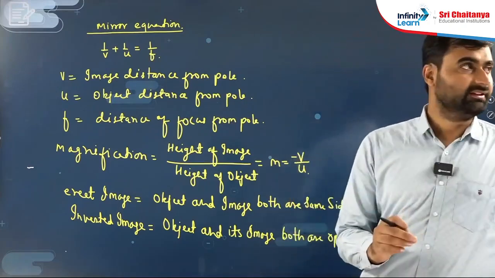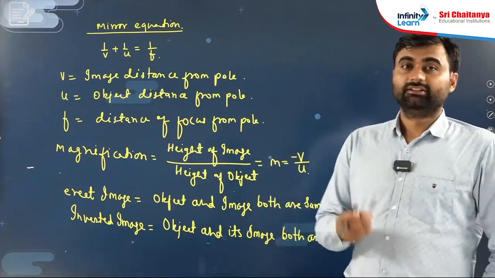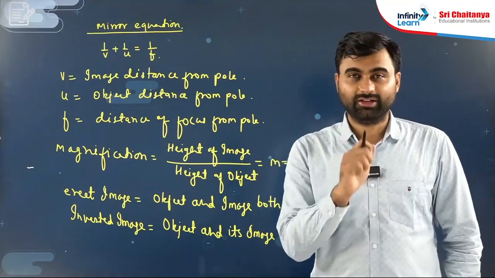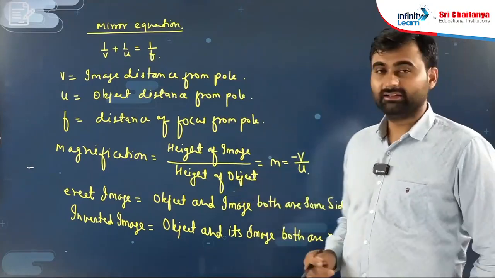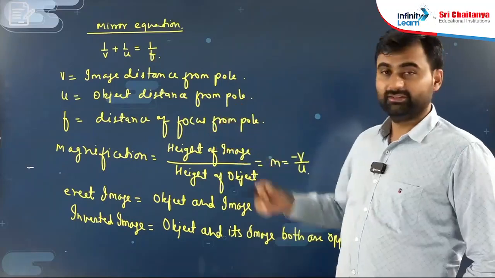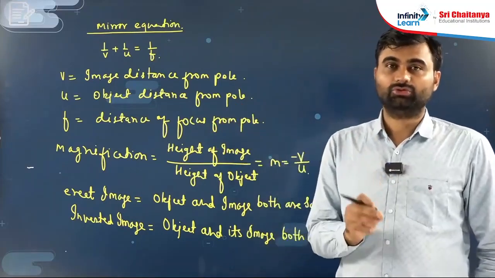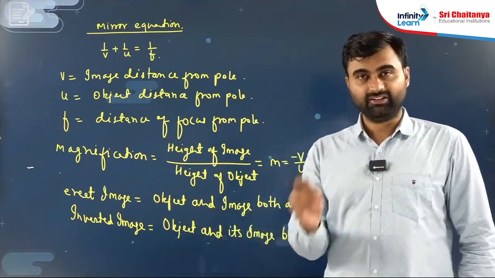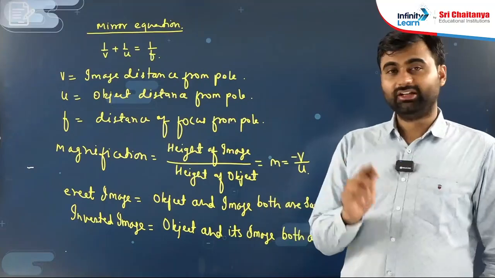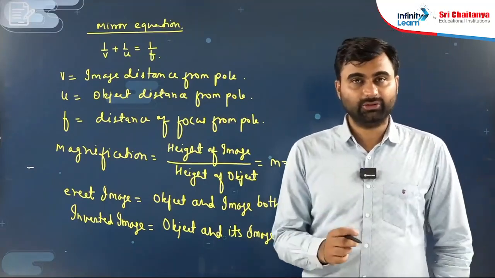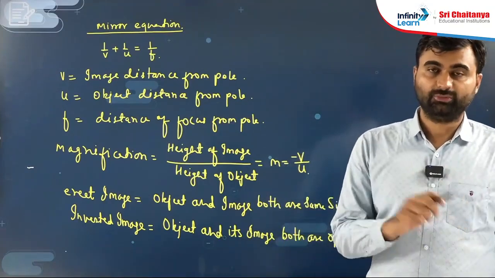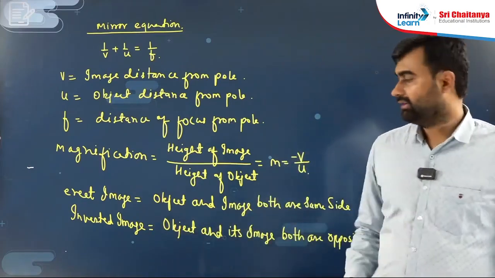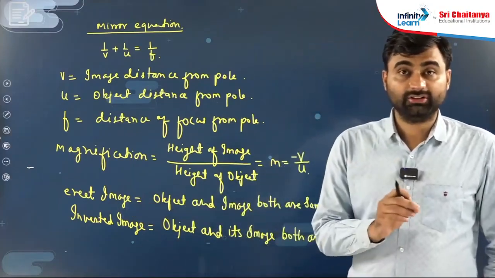Today we will understand how to find whether this image is erect or inverted without drawing a ray diagram, by only solving a question using the data. How to know whether this image is real or virtual, erect or inverted. For real and virtual we already discussed: V value negative means it is real, V value positive means it is virtual. Now we will understand how to know, using the data, whether the image is erect or inverted.